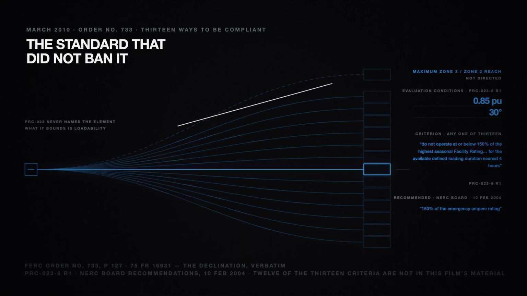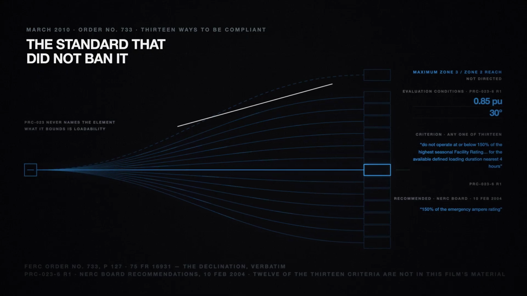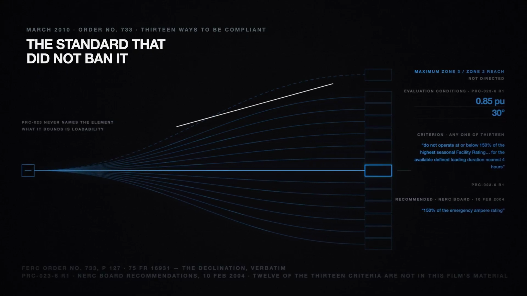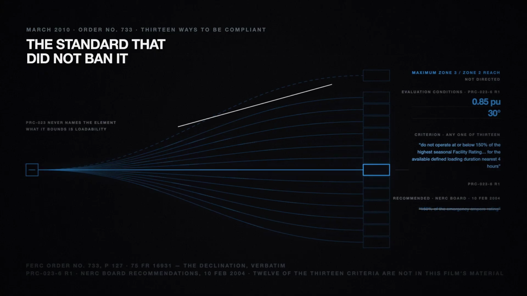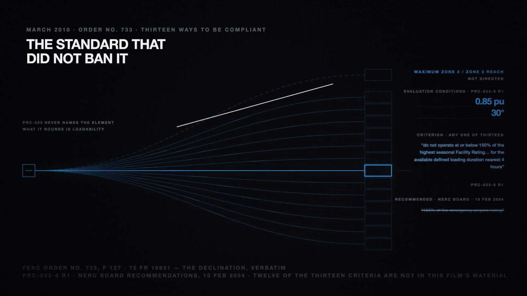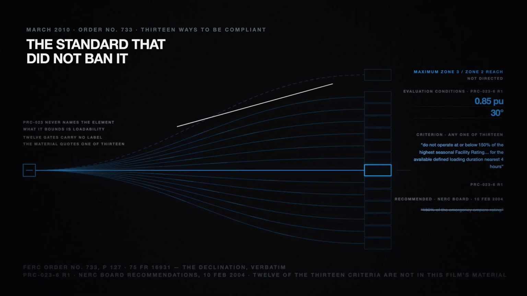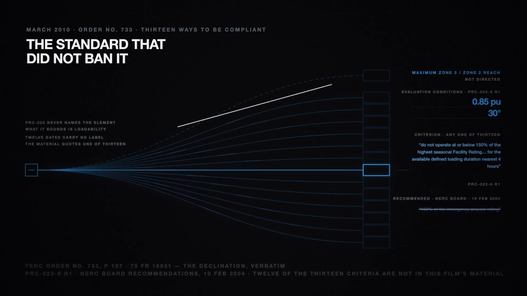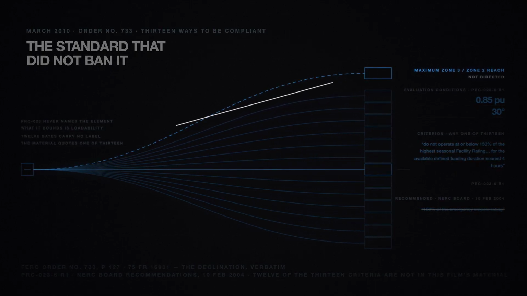It is not the recommendations. In February 2004, the Reliability Board recommended 150% of the emergency ampere rating. Emergency ampere rating out. Highest seasonal facility rating in. 2 documents 6 years apart, and the substitution changes what the number is a percentage of. The other 12 are not in the material this film was built from, so 12 of the gates on screen carry no label. It bounds loadability. It never bounded reach.